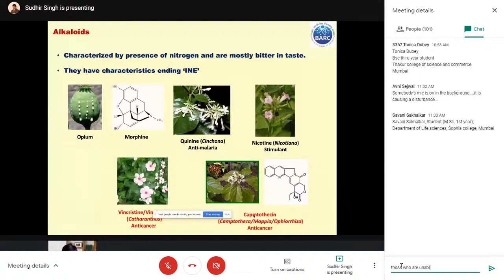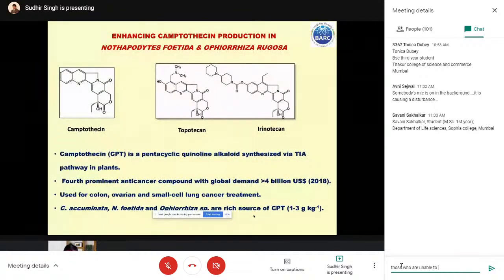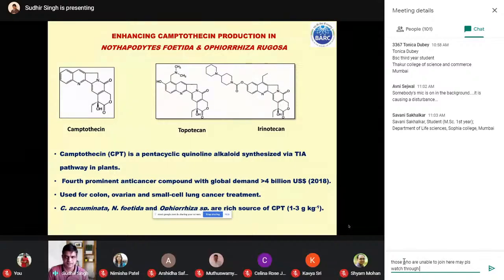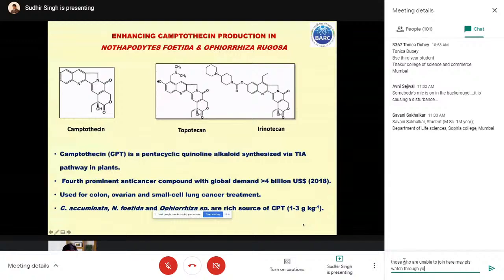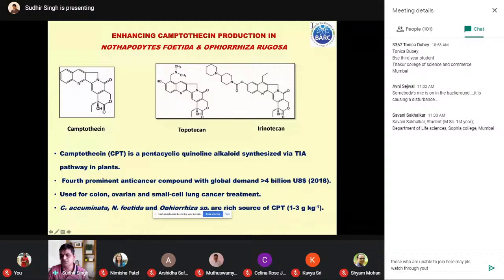So now, with a brief introduction of these secondary metabolites, their commercial value, their importance in the plant system, how they are important, I shall be taking you through the journey of camptothecin, why this compound is important, and why we should increase it to meet the global demand. So basically, camptothecin, as I showed in the previous slide, is a pentacyclic alkaloid produced from the TIA pathway, that is the terpenoid indole alkaloid pathway. And it is the fourth prominent anti-cancer compound with a global demand of more than $4 billion.